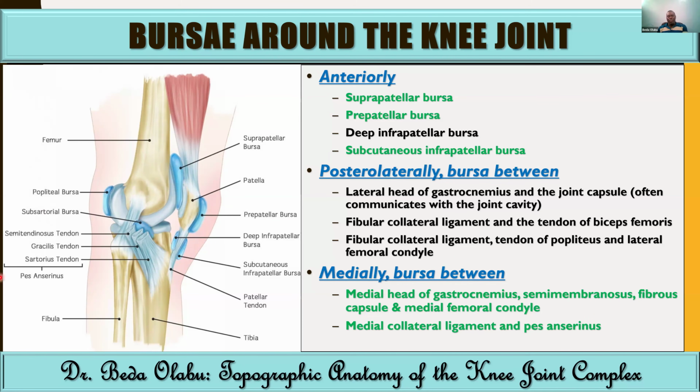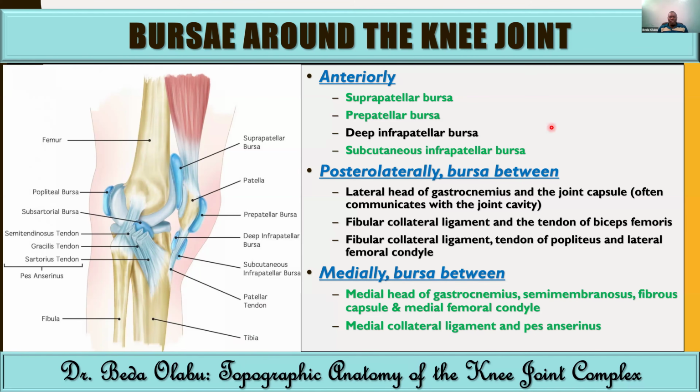All right. The posterolateral bursae are also highlighted there. I don't want to mention anything clinical about them, but just know that we still have bursae between the lateral head of gastrocnemius and the joint capsule. And these ones often communicate with the joint as well. We also have a bursa related to the fibular collateral ligament and the tendon of biceps femoris. Another one between the fibular collateral ligament and the tendon of popliteus and lateral femoral condyle. That may also communicate. All right, so those are the bursae around the knee. Remember, bursae reduce friction, basically.